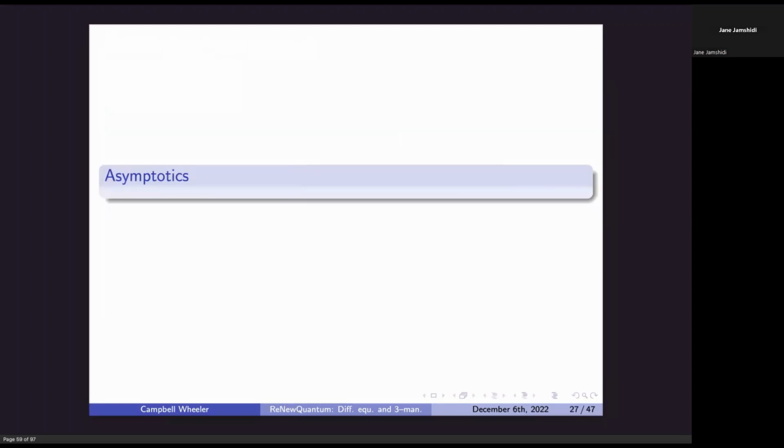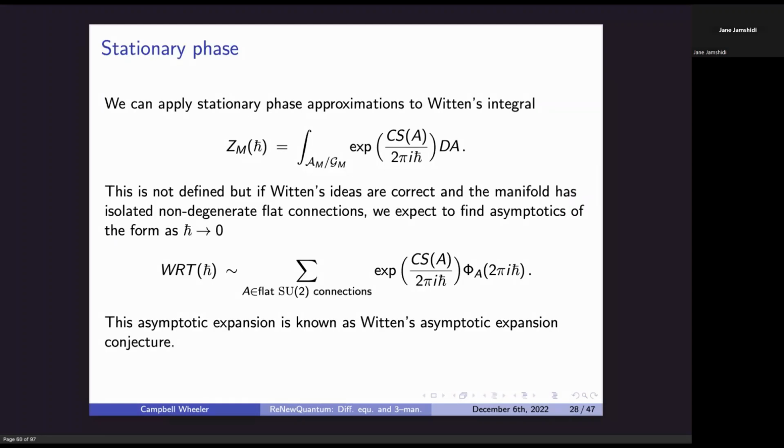Originally we were looking at roots of unity, and now we're pulling these into Q series using solutions to difference equations that are associated to the original invariants at roots of unity. Now we can look at their asymptotics as we send Q to 1. From Witten's original definition, this exponential integral, we'd hope to be able to apply some stationary phase. If the integral were finite dimensional, of course, we could do this concretely. But we can still hope for something like this based on Witten's intuition.